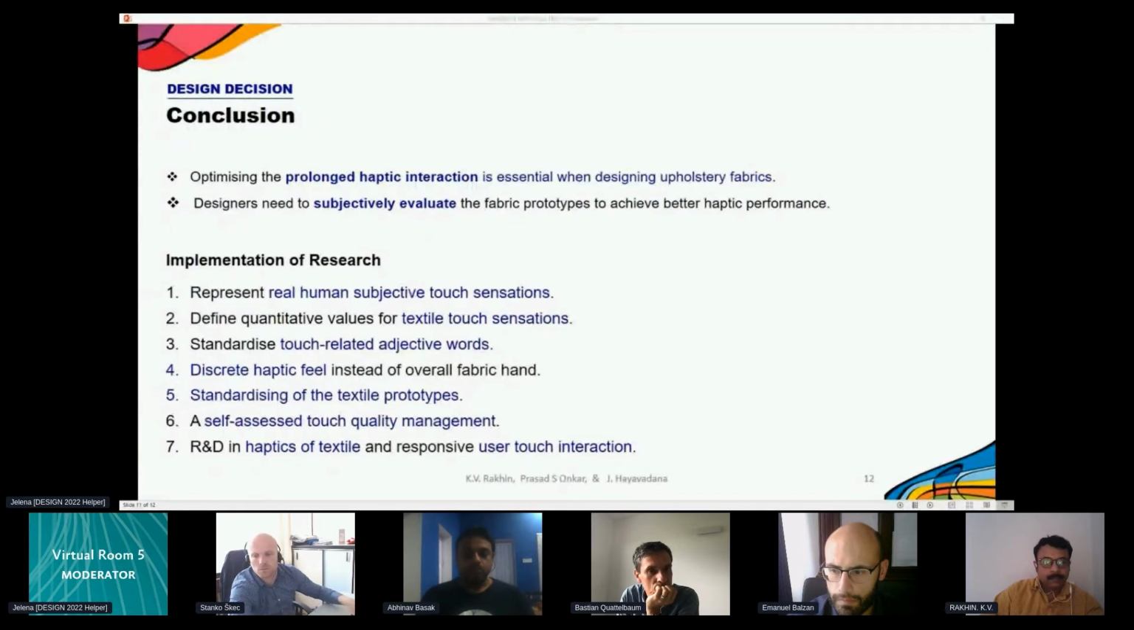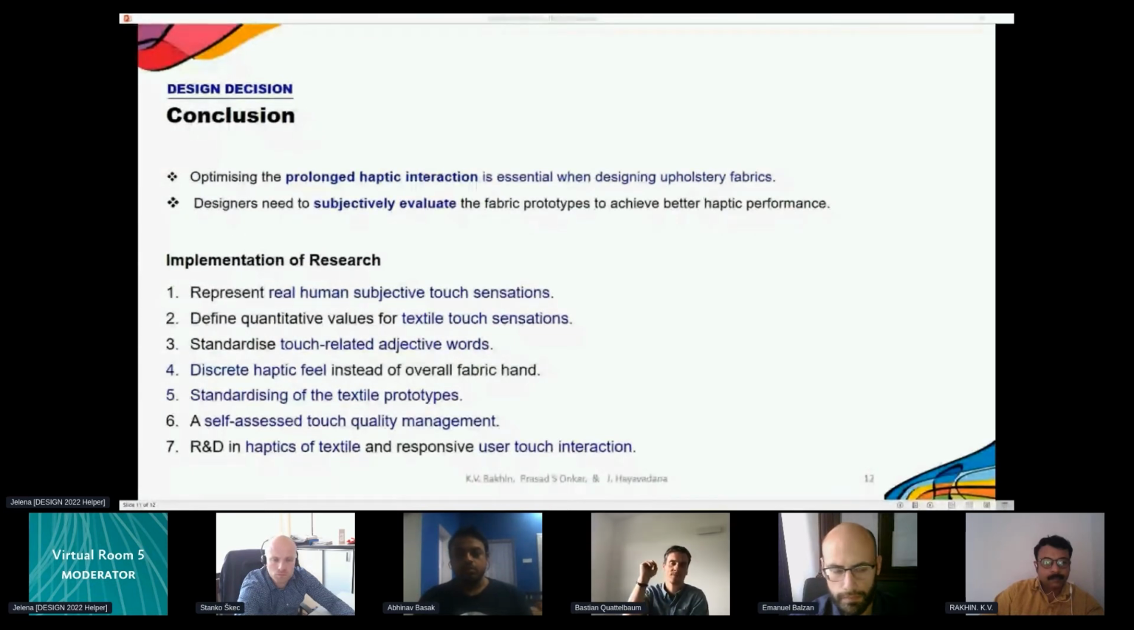1, our study represents real human subjective touch sensation of textile products. 2, we define quantitative values for textile touch sensations. 3, we standardize touch-related adjective words that enable proper communication across the textile supply chain. 4, we facilitate distinct haptic feel instead of overall fabric hand. 5, we also focus on standardizing prototypes for haptic requirements of specific textile products.